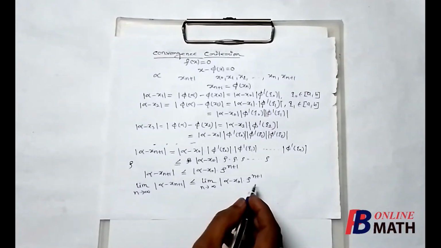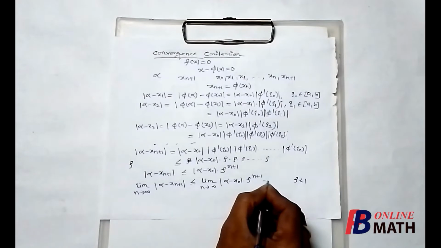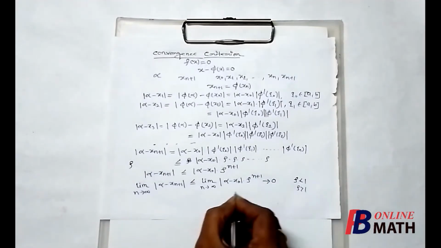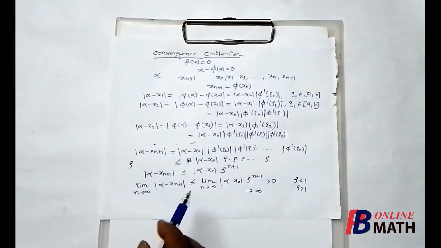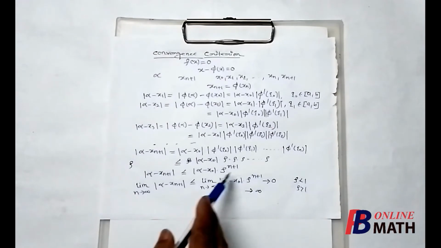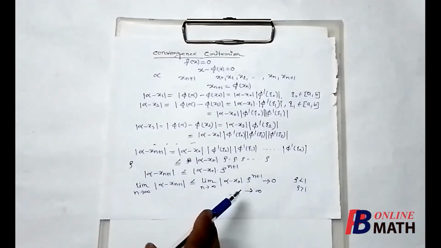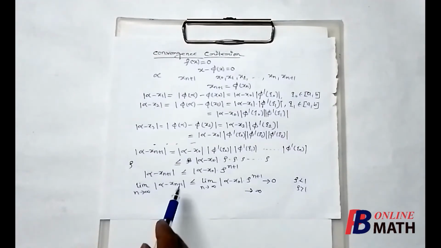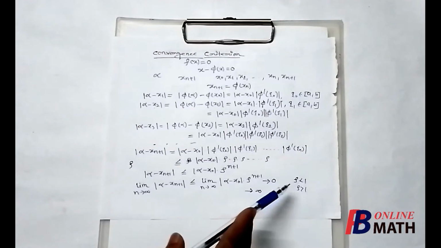Now we know that if rho is less than 1, then this quantity tends to 0. But if rho is greater than 1, then this quantity tends to infinity. So therefore we have obtained that this sequence converges to 0 if rho is less than 1, but diverges if rho is greater than 1. Therefore these successive approximations converge to the real exact root alpha if rho is less than 1.